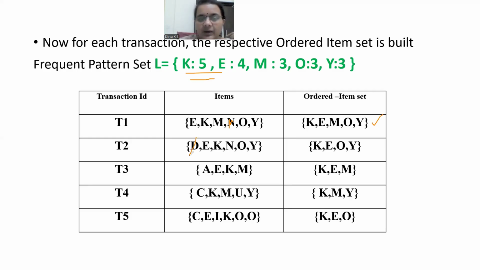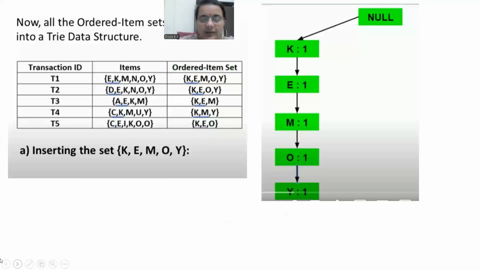Next, here D we don't have. We have only E, K, and O, Y. N we don't have again. While writing, K has the highest frequency, so you write K, then E, then O, then Y. That means we make the ordered items table by removing the items which do not satisfy our minimum support value. So the ordered item set, I think it's clear. Next we are drawing the FP tree. While drawing the FP tree, okay, I will see now.